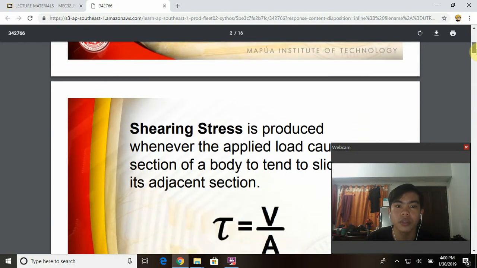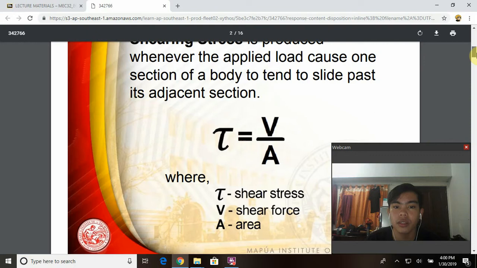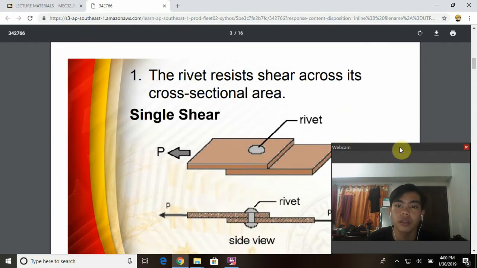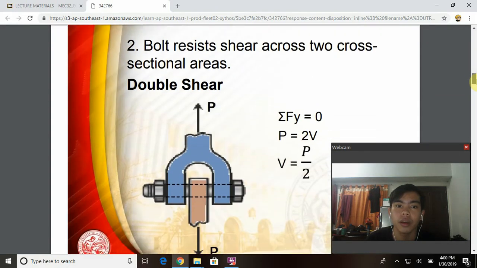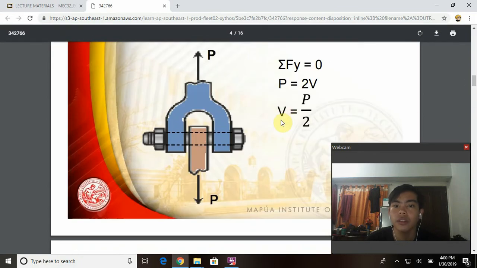Shearing stress is produced whenever the applied load causes one section of a body to tend to slide past its adjacent section. Shear stress equals shear force over area. In this figure, the rivet resists shear across its cross-sectional area, and this is a single shear. In this figure, it is a double shear due to having two cross-sectional areas. So the shear force here is equal to P over 2.